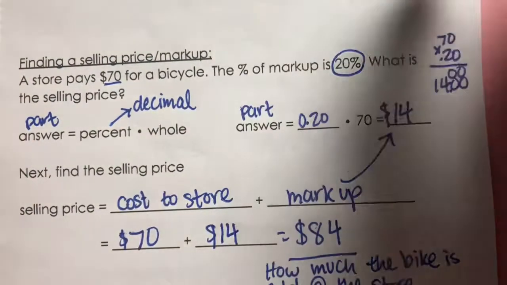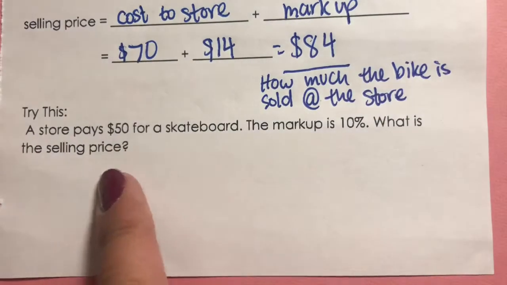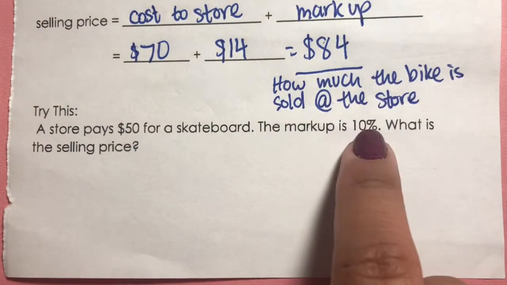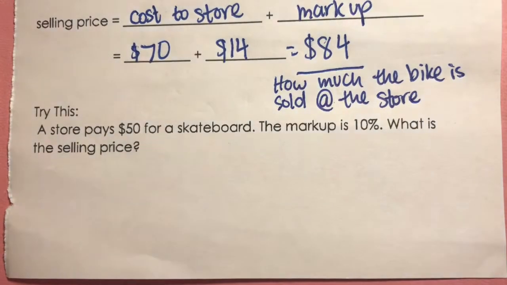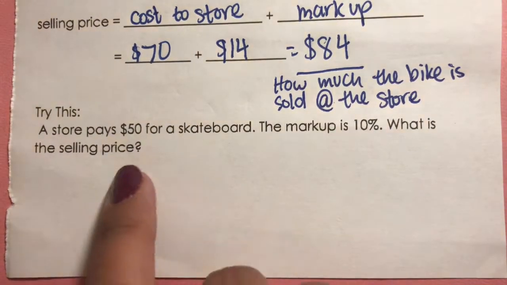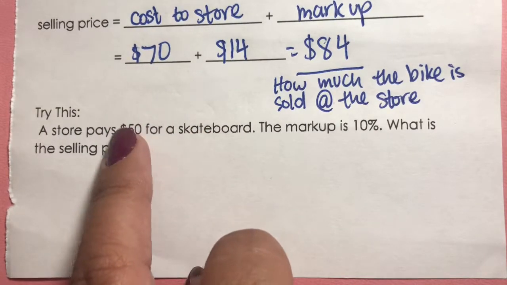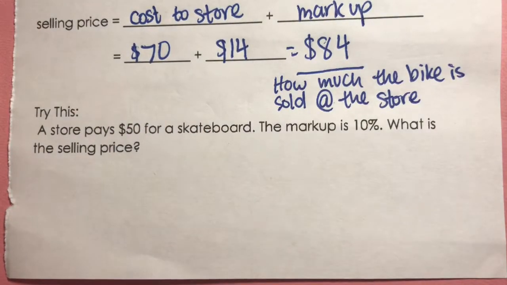Now that you know how to do this, I want you to move on to the try this. A store pays $50 for a skateboard. The markup is 10%. What is the selling price? So you're going to figure out the selling price for a skateboard that the store paid $50 for, and the markup is 10%.